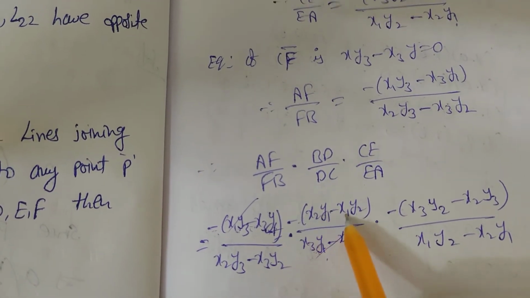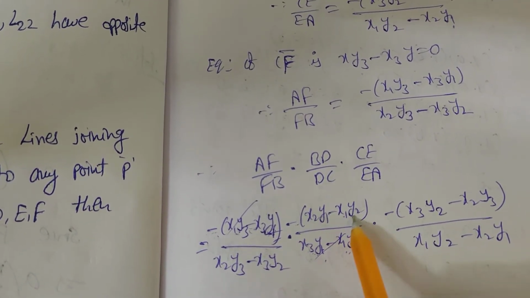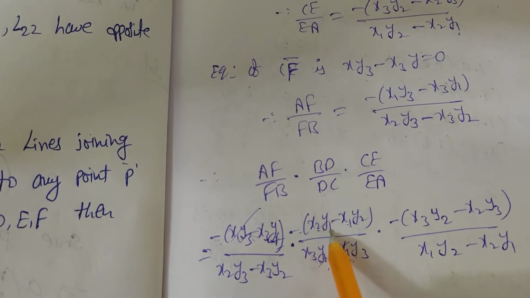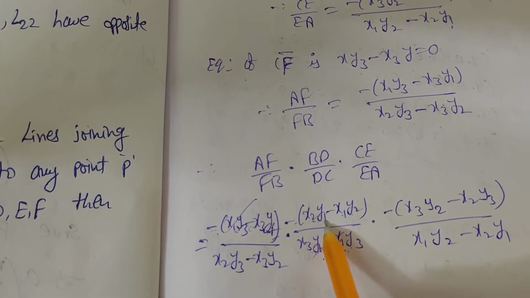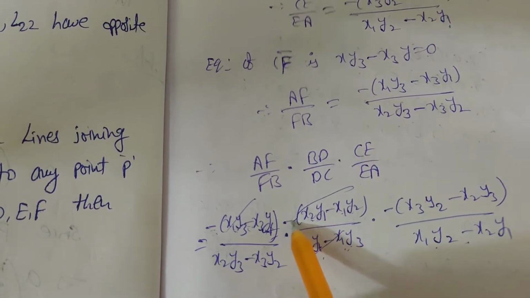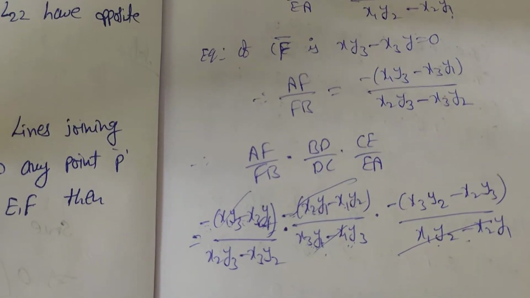Similarly, if you multiply this one inside, this is x1 y2 minus x2 y1. First you write the positive term x1 y2 minus x2 y1. Is there any denominator? x1 y2 minus x2 y1? Yes, x1 y2 minus x2 y1. So along with this minus, this term will get cancelled.